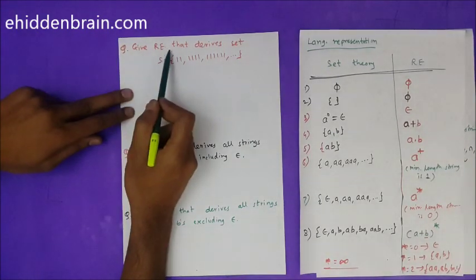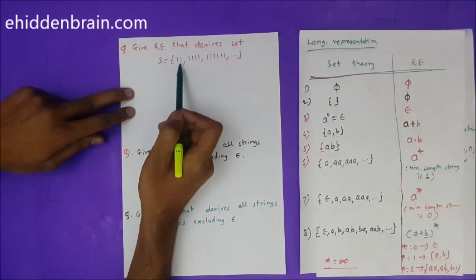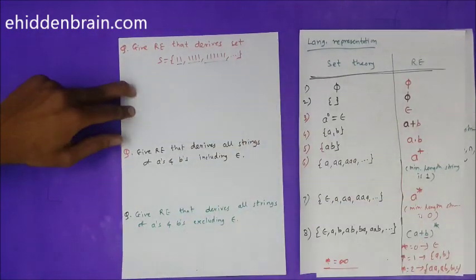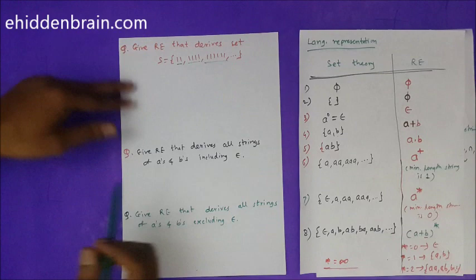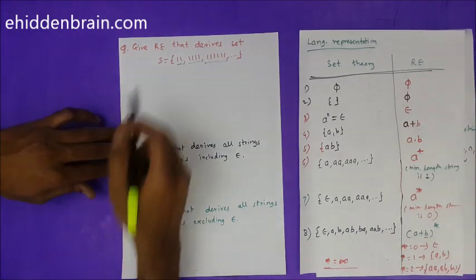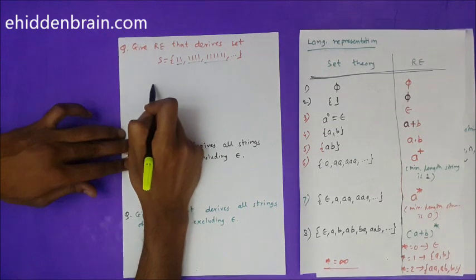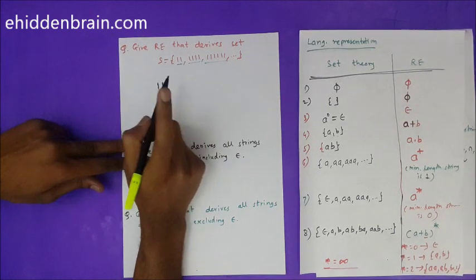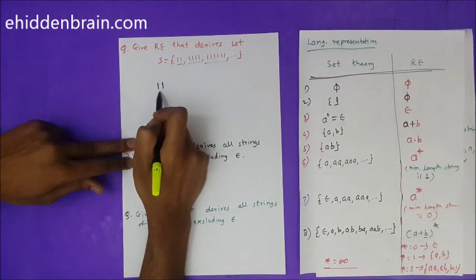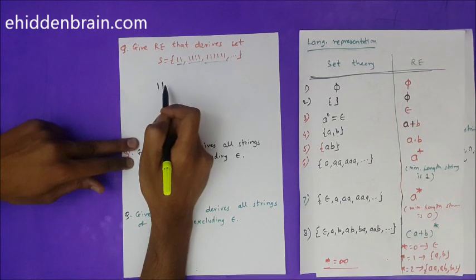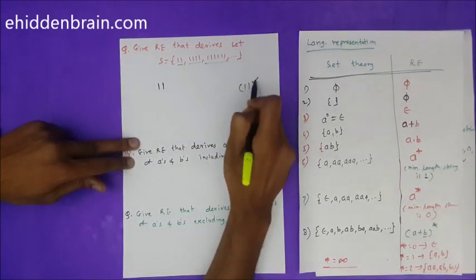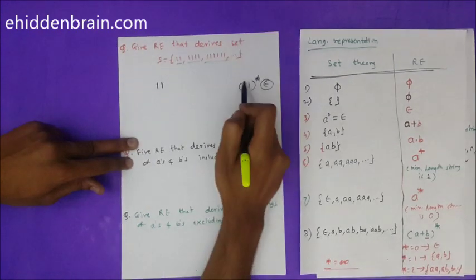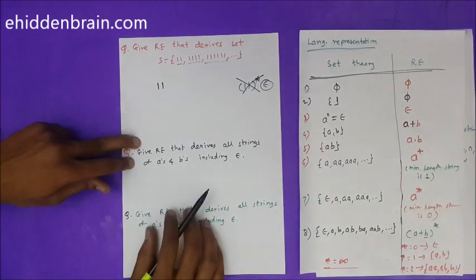The first question says: give a regular expression that derives set S, where S consists of 2 ones, then 4 ones, then 6 ones, and like that, an even number of ones, only ones. So how to do that? Look here now. The minimum length string possible is 1 1, so 1 1 should be generated. It means the minimum length string is not 0. At least 1 1 should be generated. Hence I can't use star. If I use 1 1 star, I will be able to generate epsilon also, and epsilon should not be generated, so star is not a valid representation of this regular expression.